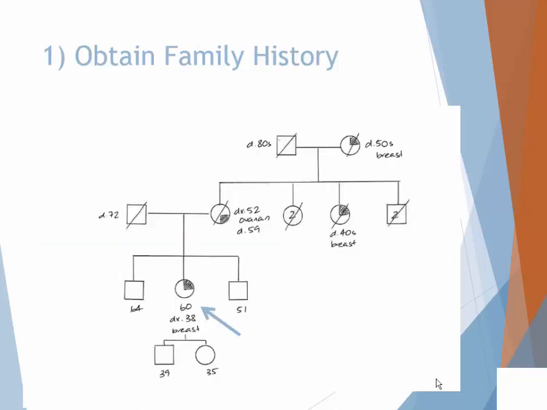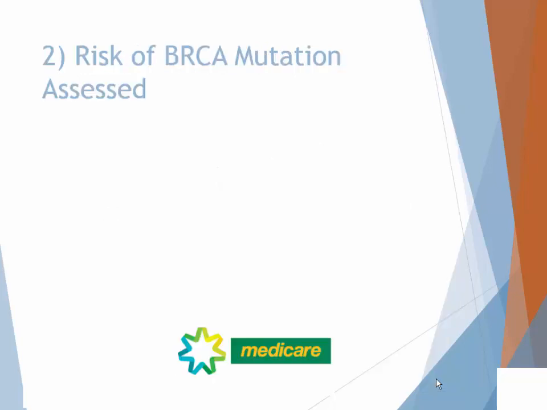This particular lady shown here with the arrow, she had 2 well brothers, but you can see her mum had died of ovarian cancer. Her grandmother had died of breast cancer, and there's also an auntie who died of breast cancer. So when we assess a family history, we have to use a quantitative algorithm to basically provide evidence that there's enough of a chance of a BRCA mutation being identified to satisfy funding criteria.